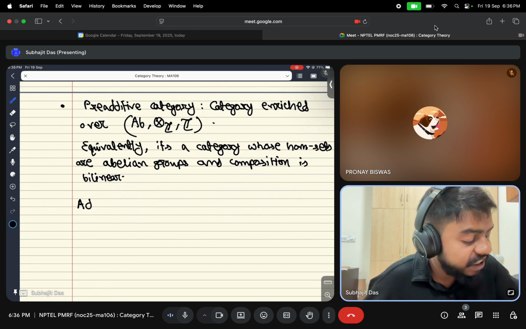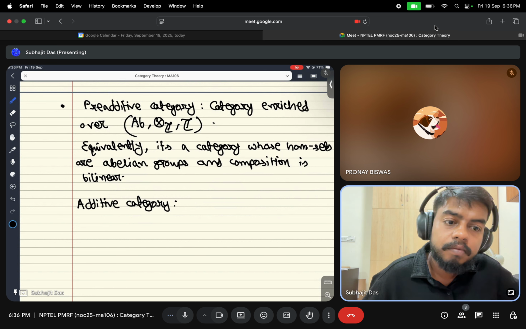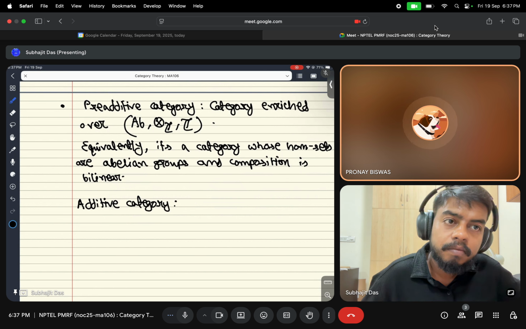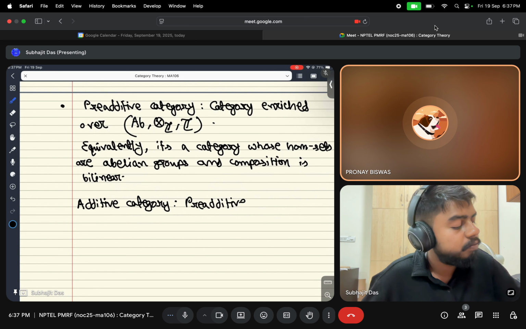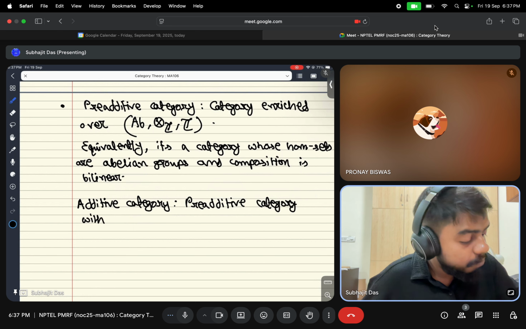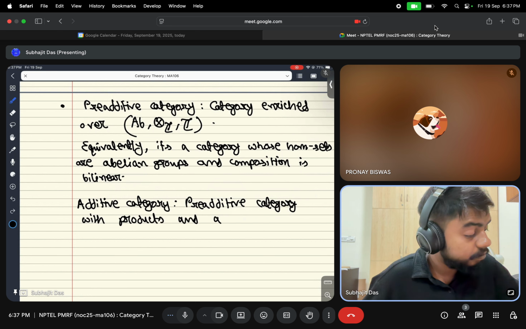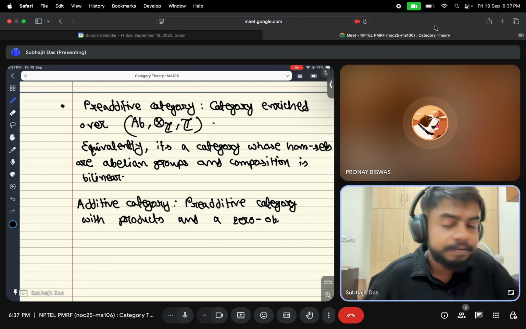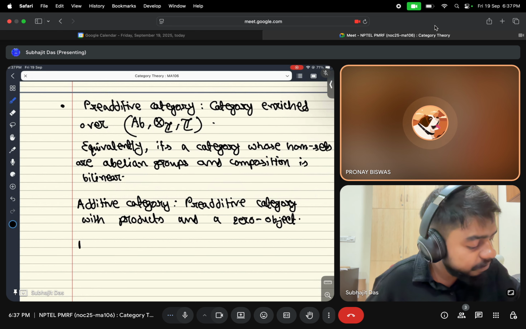Then comes the notion of an additive category. What is it? A preadditive category with products and a zero object. Okay.